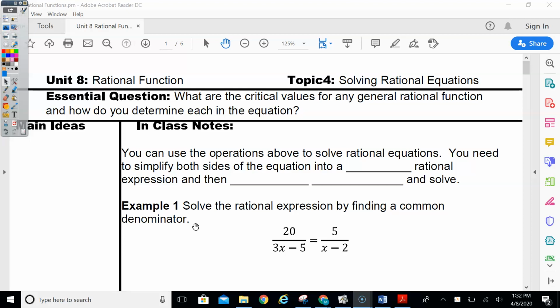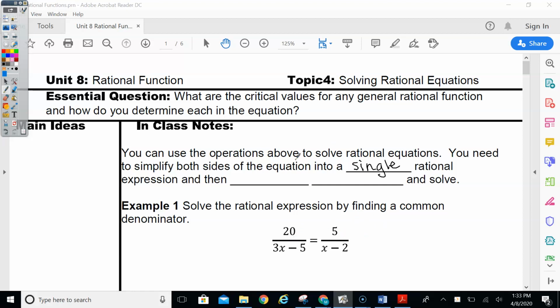Alright, the next topic in our Unit 8 rational functions is solving them. Here, you can use the operations that we just did, add, subtract, multiply, and divide, to solve rational equations. You need to simplify both sides so that each side of the equation, each expression, is just a single rational expression. That means you want one fraction on the left and one fraction on the right.